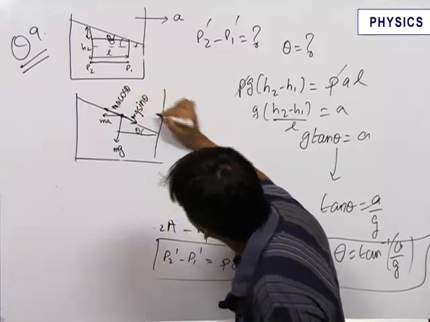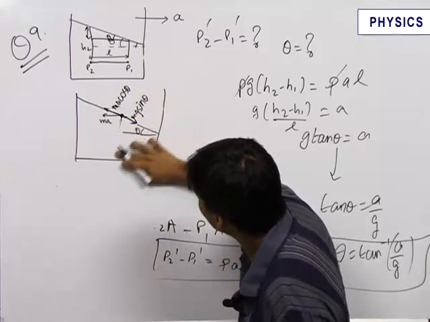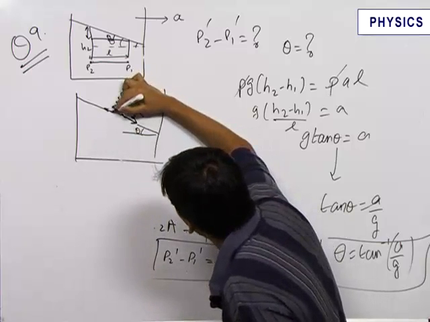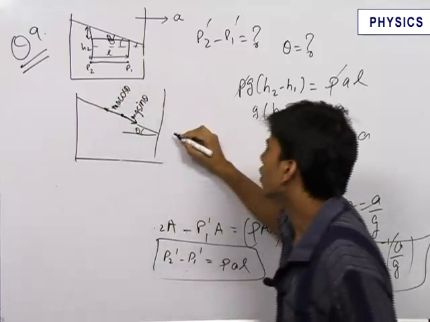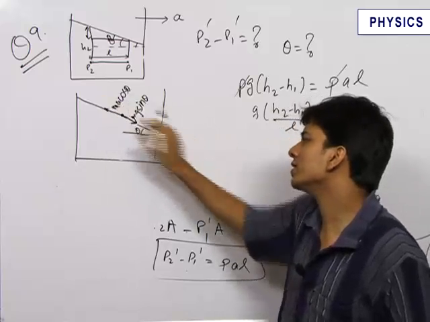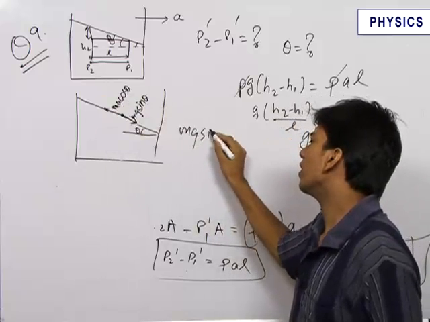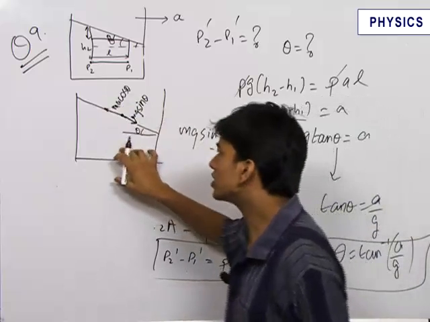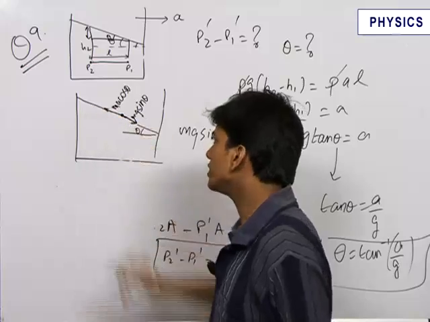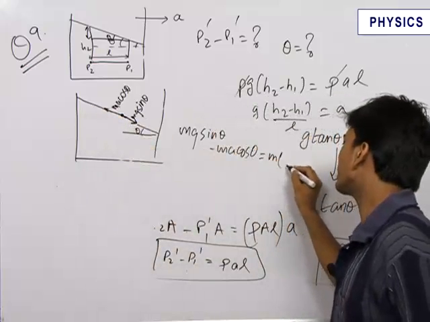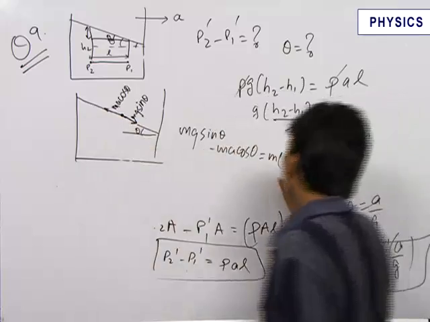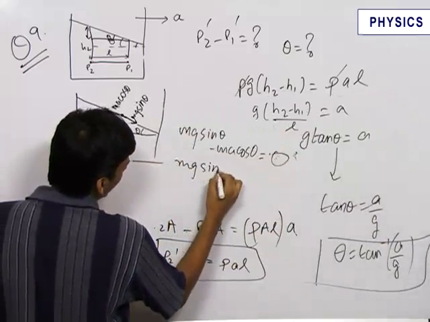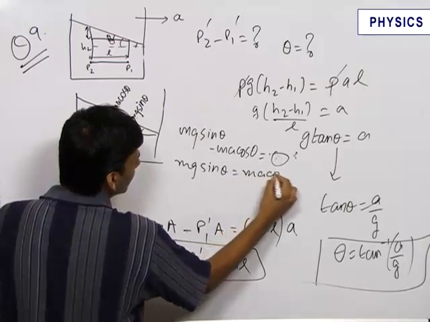This is in this direction. If we forget these two, the other two components come in the perpendicular direction, which may be balanced by other forces. So, along the surface, the net force is mg sin theta minus ma cos theta. Now, relative to the jar, this particle is not moving along the surface. Therefore, the acceleration of this particle along the surface is 0. Therefore, we get this as 0. Therefore, mg sin theta is equal to ma cos theta.